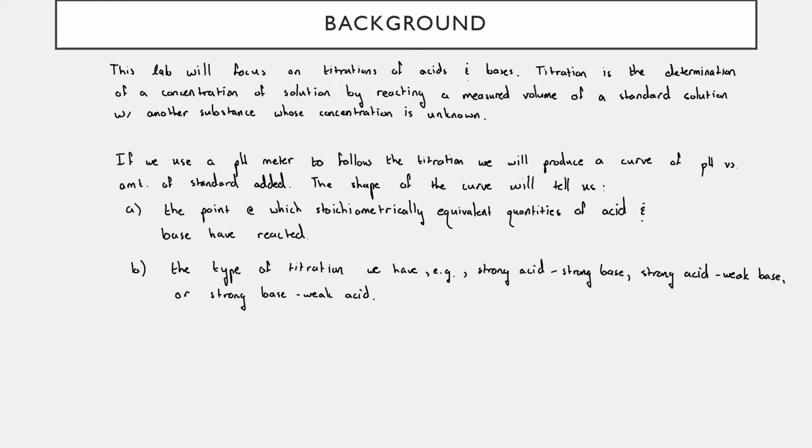And we can also, from looking at the curve, determine the type of titration. Is this a strong acid or a strong base that's being titrated? Is it a strong acid versus weak base, or is it a strong base versus weak acid? So we can determine a number of things from just looking at the curve. We can also, like I said early in this, determine the concentration of that unknown solution. So that's something that you'll be doing as well.